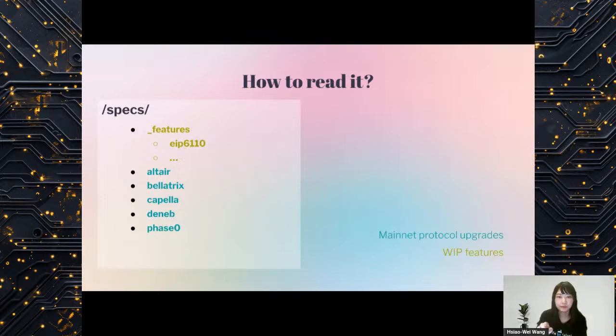under the specs folder, there are many hard forks. For example, Phase Zero, Altair, Bellatrix, Capella, and Deneb. These are the hard forks that already happened and launched on the mainnet. And inside the features folder, you can see some work in progress research projects.